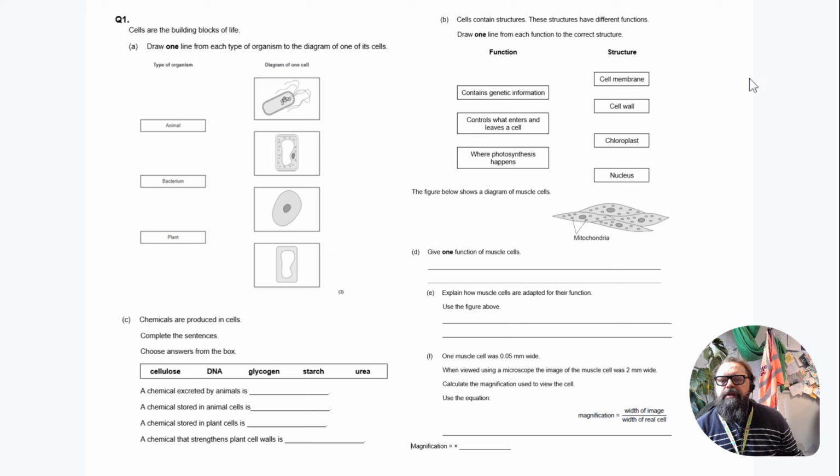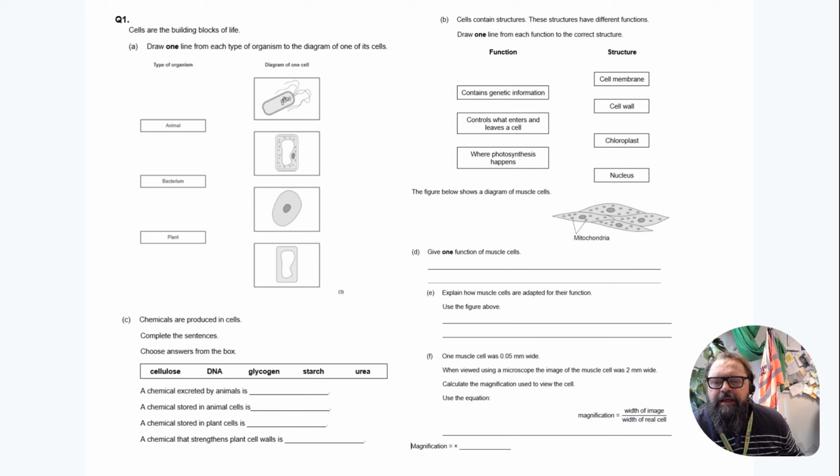Over to part D, which is over here, you've got another table with some lines to draw. Draw one line from each function. So make sure you do only draw one line. And I'm looking at the structures: cell membrane, cell wall, chloroplast, nucleus. So all four of those are parts of cells, but obviously one of them isn't required in this answer. So contains genetic information. I'm remembering that genes are on chromosomes and chromosomes are in the nucleus.